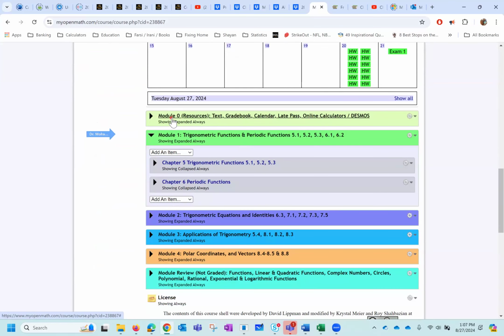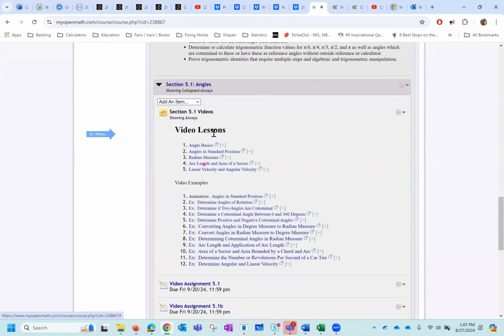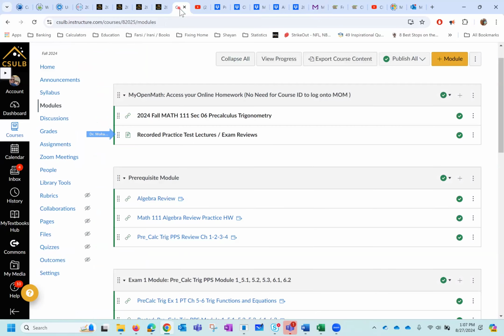Module 0 contains all the resources that are free. You want to explore, see if you can use any of it. Module 1 is where you start. Chapter 5, section 5.1, videos, video assignment, and the actual assignment. So I believe it's pretty straightforward.